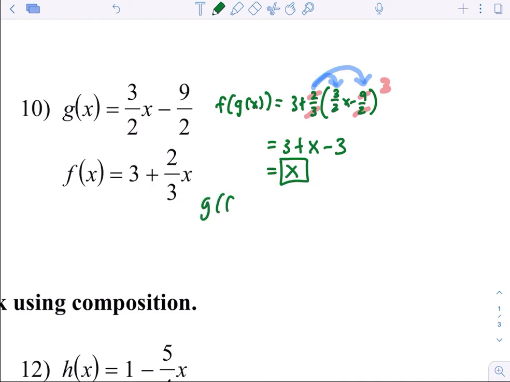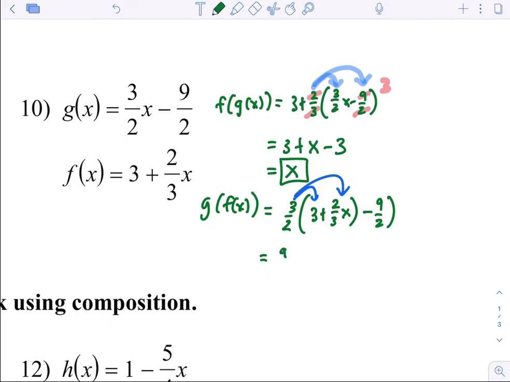Now we're going to test g of f of x. So substituting this whole thing in for that x. So 3/2 times 3 plus 2/3 x minus 9/2. Distribute this to both. So we're going to have 3 times 3/2 is 9 over 2. Okay, 3/2 times 2/3, those cancel, so you're just going to have the x. And this is just going to be x. So are these inverses? Yes.